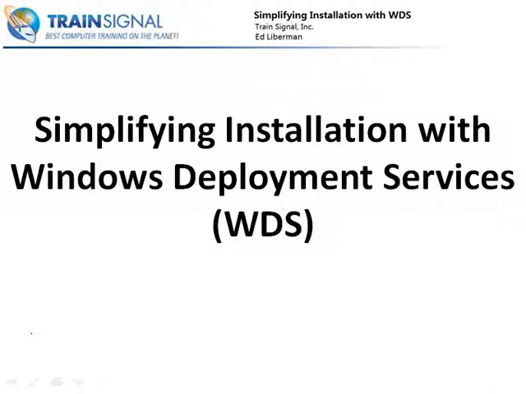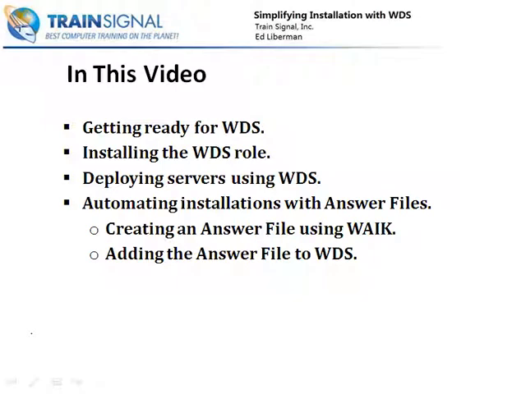using Windows Deployment Services. In this video, I'll start off by talking to you a little bit about what we have to do on our network to get ready for Windows Deployment Services, or you'll see here I have WDS for short. Then we'll actually go in and take a look at our network where we will install WDS, we'll deploy a couple servers using WDS, and then we'll see how to further automate the installations using answer files, which we will create using the Windows Automated Installation Kit, and then of course add that answer file to WDS and see how it all comes together.